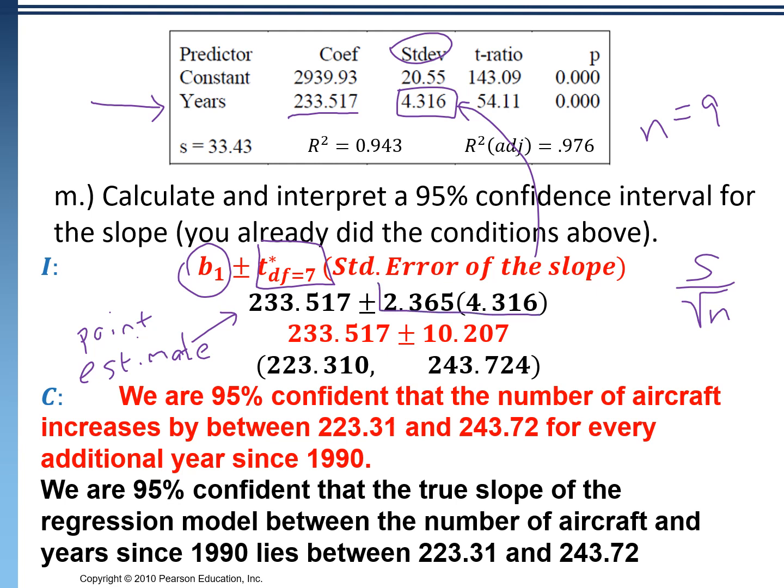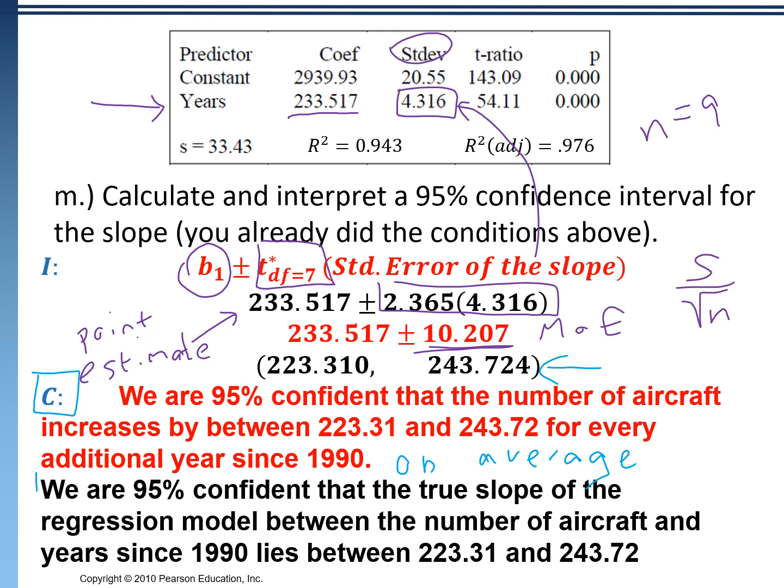All right, this is the margin of error, which is that t-score times the standard error. So the margin of error ends up as 10.207. We get an interval of 223.3 to 243.7. The C in PANIC is conclusion. We are 95% confident that the number of aircraft increases by between 223.31 and 243.72 for every additional year since 1990. I forgot the key phrase that I'm always hounding you guys about, which is that we need to note that this is an increase on average. Or we need to know that this is a predicted increase.